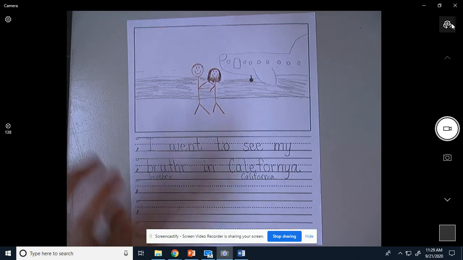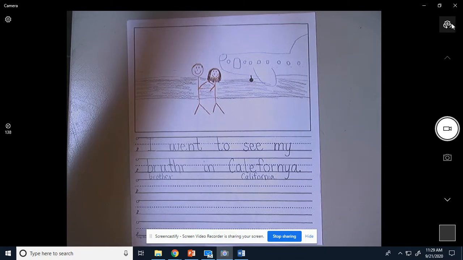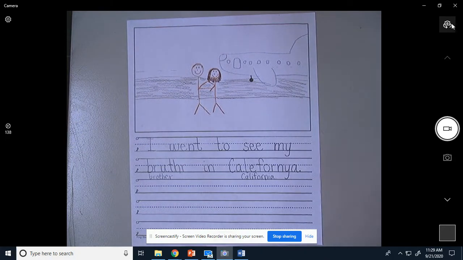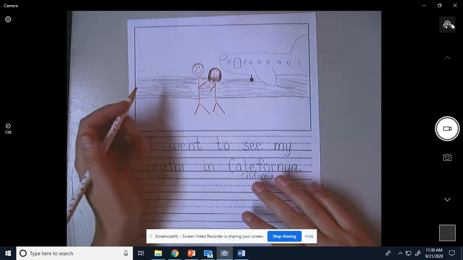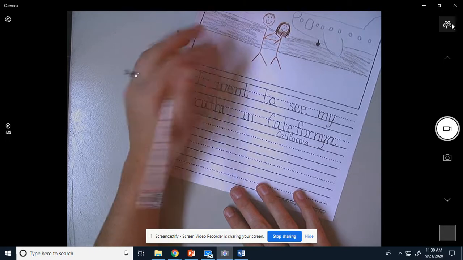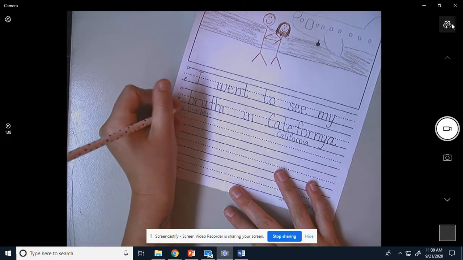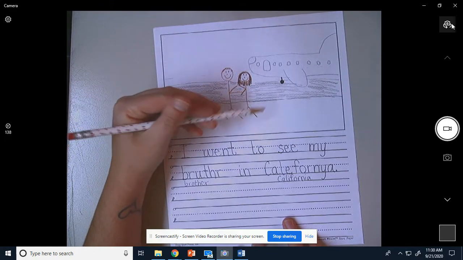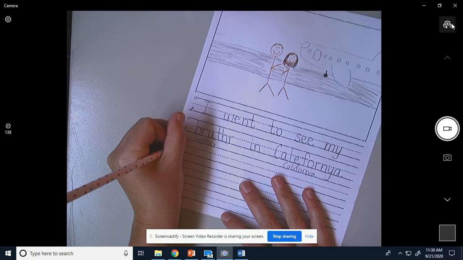So we're going to write the next part of my story. And then once I get done writing that part of my story, I'm going to go back and add some more detail up here. Okay, so I'm going to say, I'm going to start by saying he picked me up at the airport so that it makes more sense.